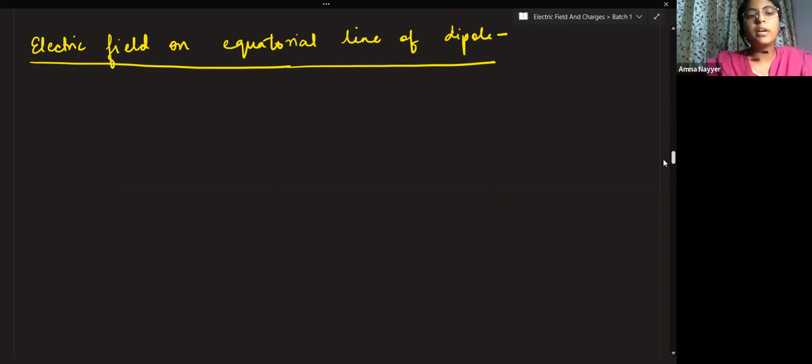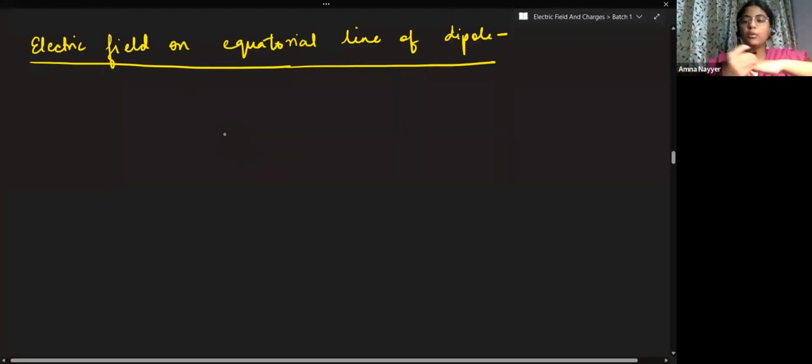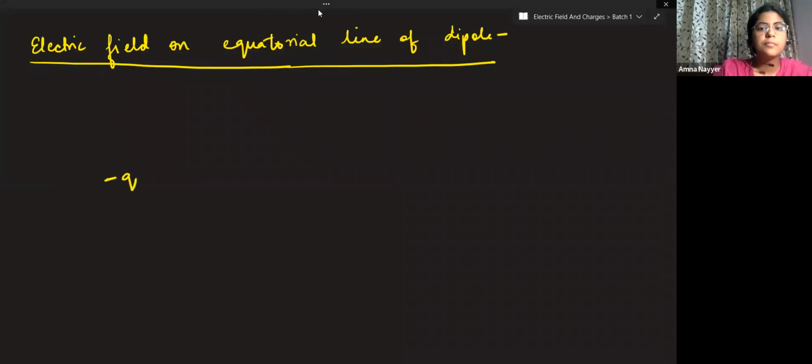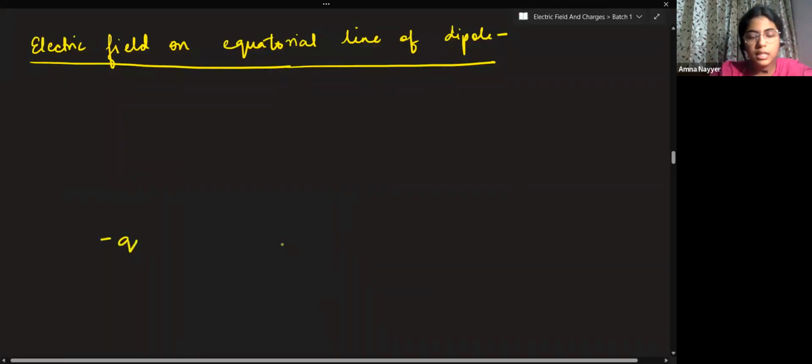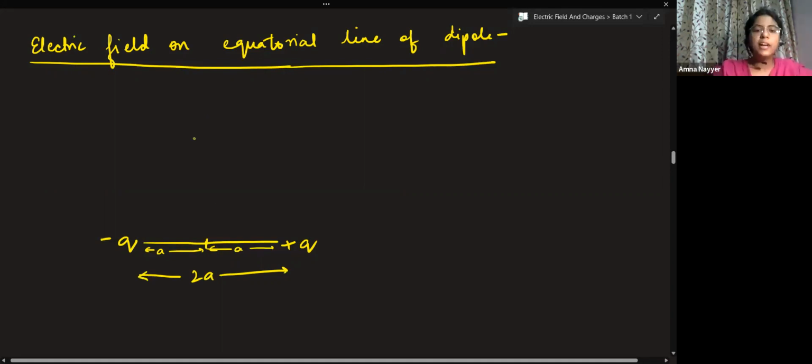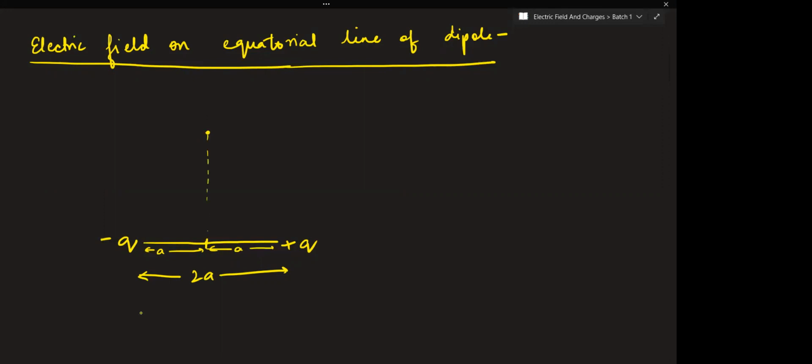Regarding the equatorial point, on the dipole, you take a point on the perpendicular. Like if I give you this point minus q and we have plus q with us. Let's say the separation again between these two points, this is A, this is A. So the total separation between both these charges becomes 2A. So this again is forming a dipole for you. If I take a point on the perpendicular bisector of it, that gives the electric field due to the dipole on the equatorial line.